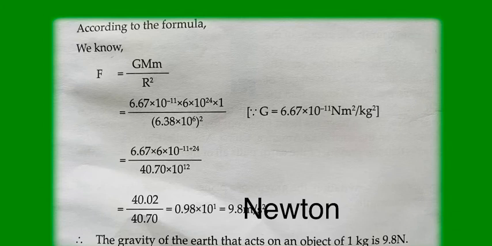The value of capital G is 6.67 into 10 to the power minus 11. The value of capital M is 6 into 10 to the power 24, multiplied by the value of small m, which is 1, whole upon the value of capital R, which is 6.38 into 10 to the power 6, whole square. After calculations, finally we get 9.8 Newton. Therefore, the gravity of the earth that acts on an object of 1 kg is 9.8 Newton.